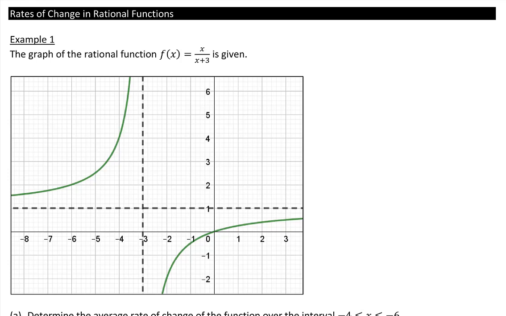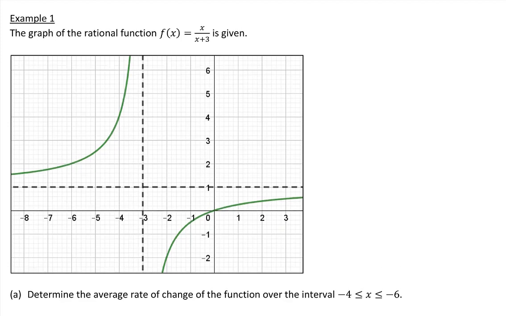So next up is rates of change in rational functions. Example 1. The graph of the rational function f of x equals x over x plus 3 is given below. Determine the average rate of change of the function over the interval -4 to -6. So here's -4, here is -6, and all we're looking for is the slope of this secant line, or the average rate of change.